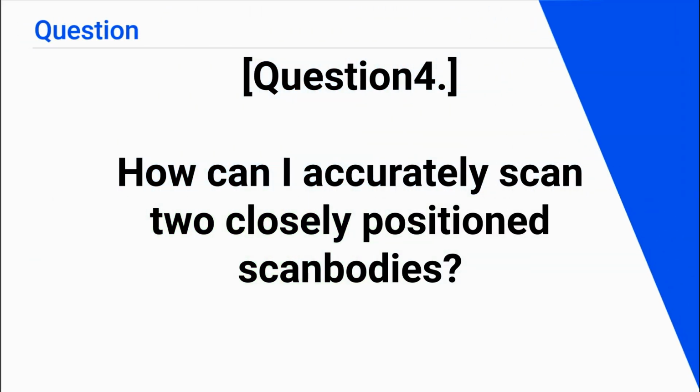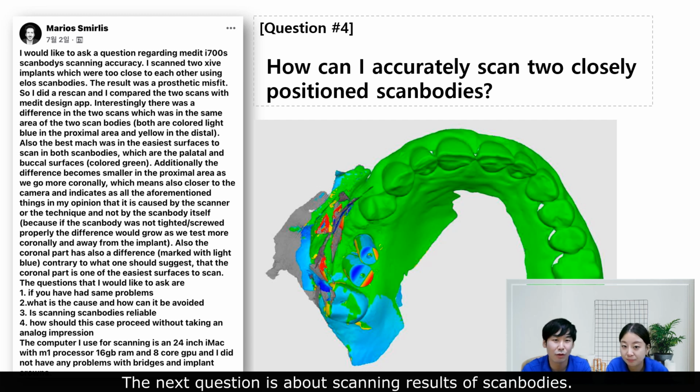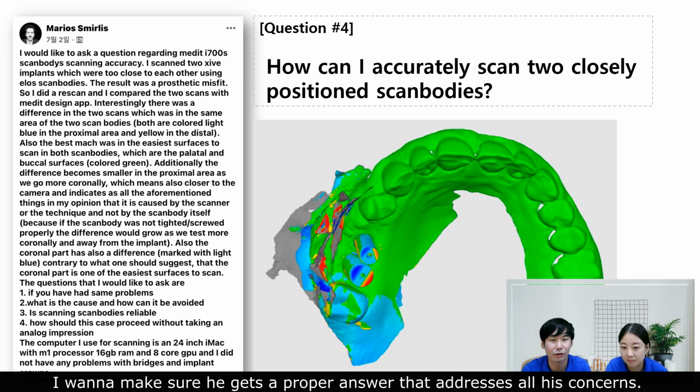How can I accurately scan two closely positioned scan bodies? The next question is about the scanning result of scan bodies. Because this user put so much time into asking this question, I want to make sure he gets a proper answer that addresses all his concerns.